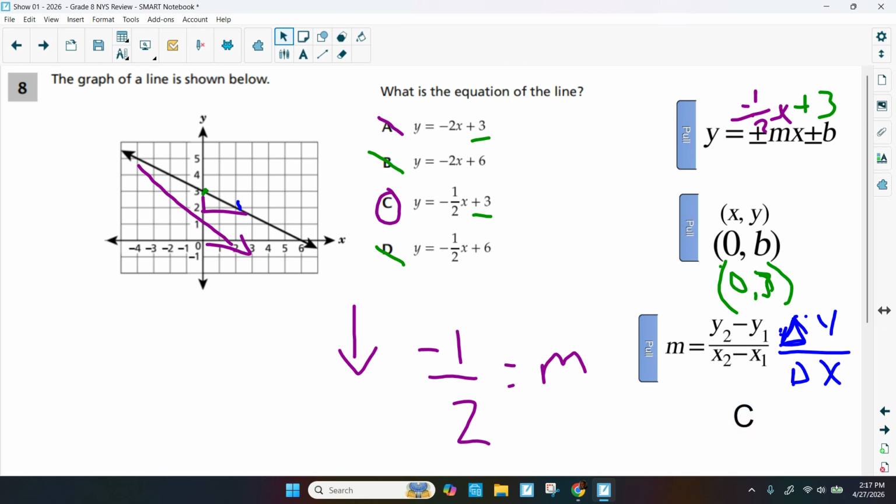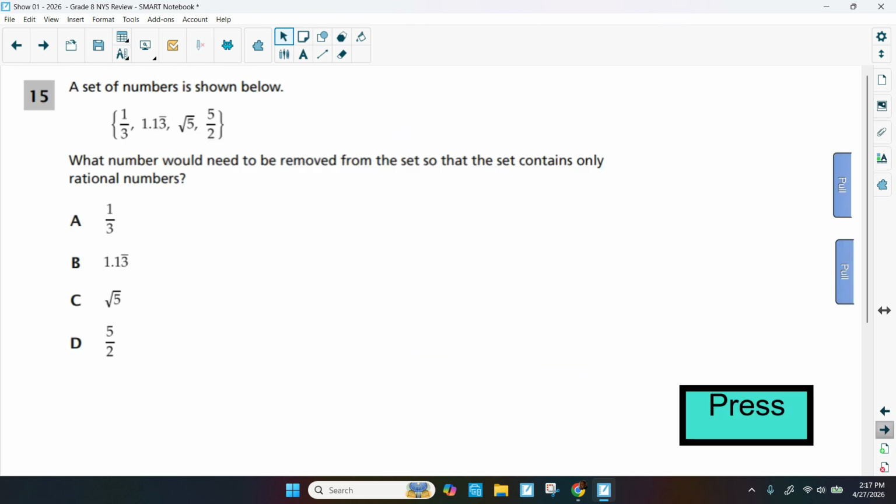All right. So we're moving right along. If you don't understand it, take a look at it again. And let's go on. We got another question here. A set of numbers is shown below.